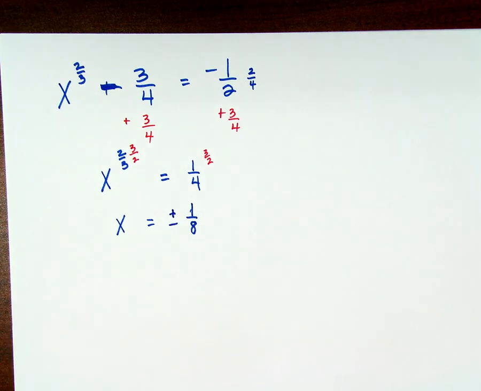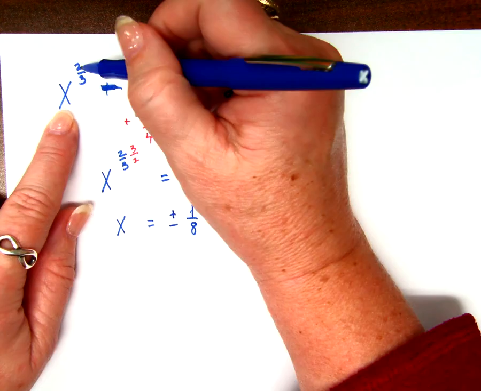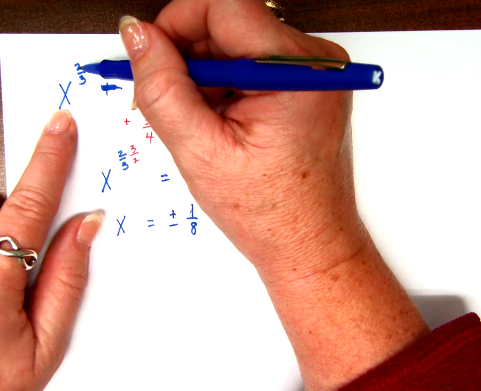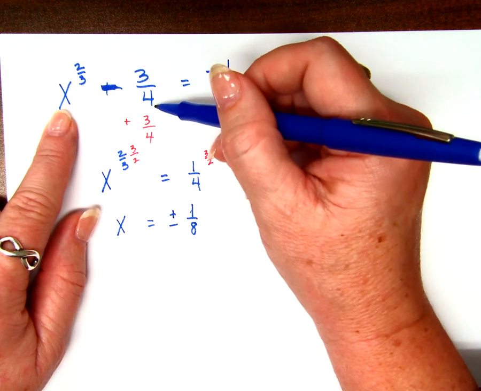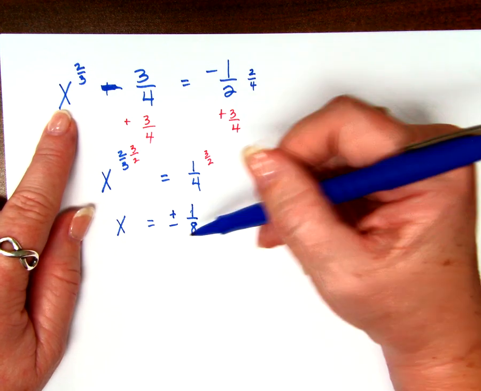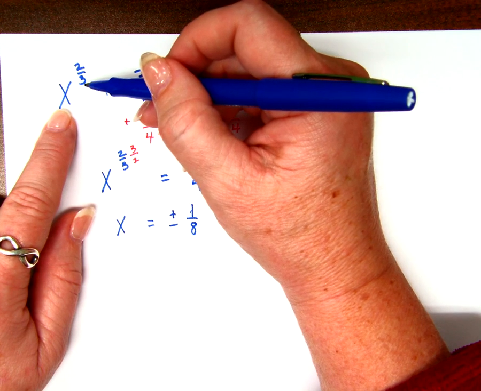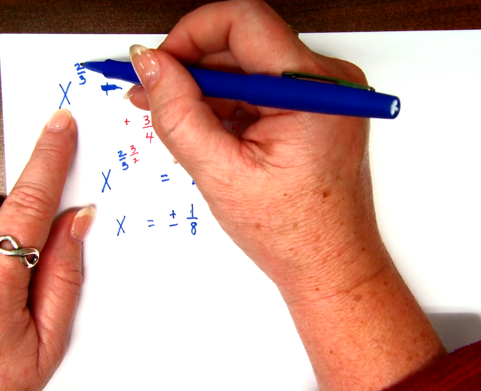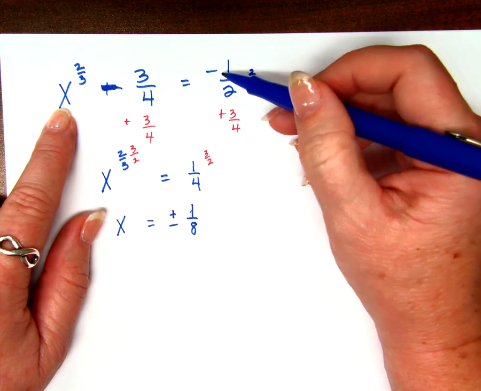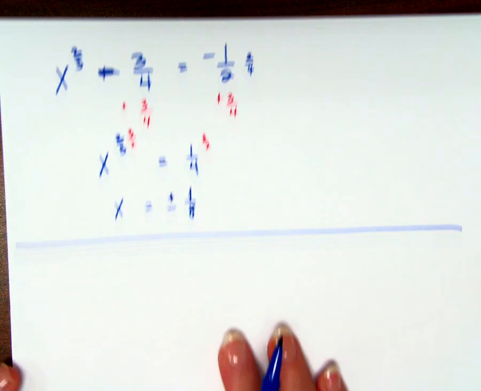Does that make sense? When we plug this in right here, 1/8 to the 2/3 power, the cube root of 1/8 is 1/2. 1/2 squared is 1/4, right? 1/4 minus 3/4 is negative 2/4, which is negative 1/2. Negative 1/8, the cube root of negative 1/8 is negative 1/2. Negative 1/2 squared is 1/4. 1/4 minus 3/4 is negative 2/4 or negative 1/2. Does that make sense? Okay.